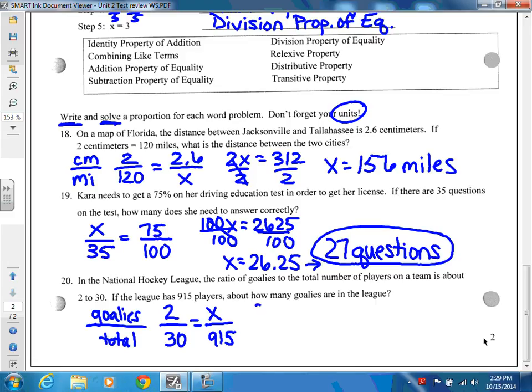Doing your cross multiplying, you end up with 30x equals 1,830. Divide by 30, and you end up with x equals 61. Now don't stop there and just leave me with 61. The question was asking about the number of goalies. You need to say 61 goalies.